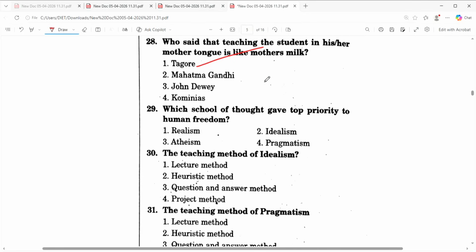Which school of thought gave priority to human freedom? We have four options here: realism, idealism, atheism, and pragmatism. The answer is three, atheism. Theism considers God, and atheism is that which doesn't believe in God.